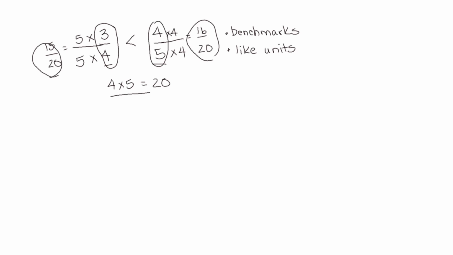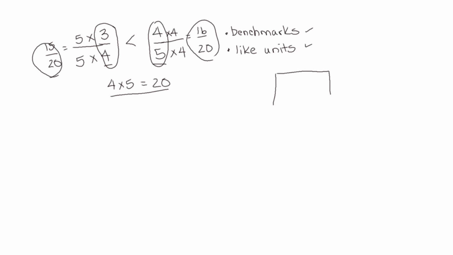And this will always work. If these two strategies don't help you, multiplying the denominators to get a new denominator that is a product of the two will always work. Let's see what this looks like in area models.